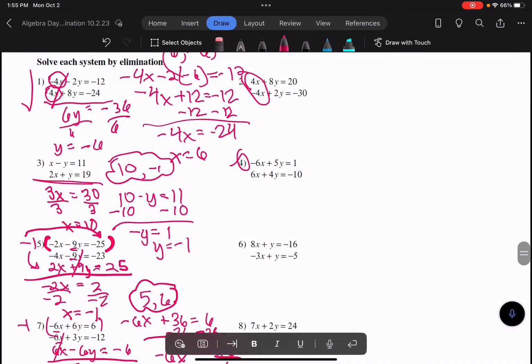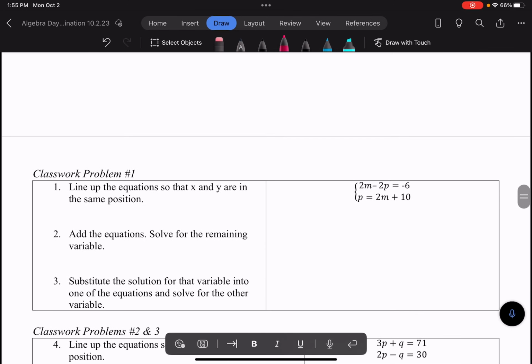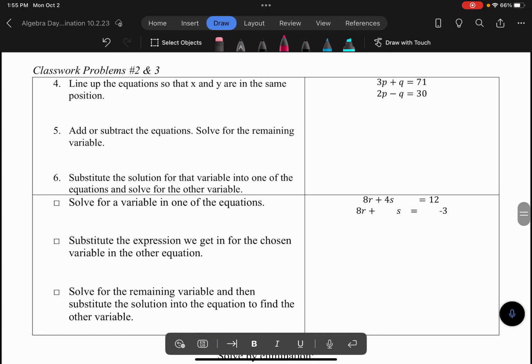All right, let's go back to the classwork. As I'm doing that, your code word for today will be Jenga. That's your code word for today, Jenga. Let's look at classwork problems 2 and 3.